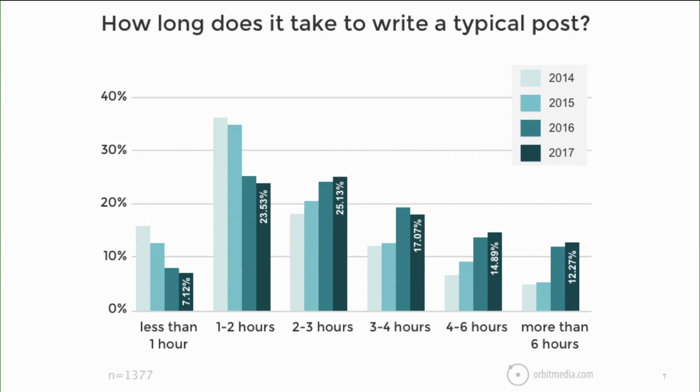So how does that break down? There's actually a huge variation in there. There's still people, 7%, who publish in less than an hour. We know them, I know them. But then there's more of us now who spend more than 6 hours on a typical blog post. That's like 12% of bloggers are spending 6+ hours on a typical piece of content.